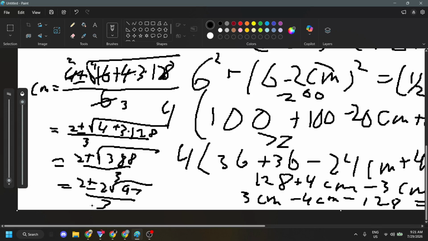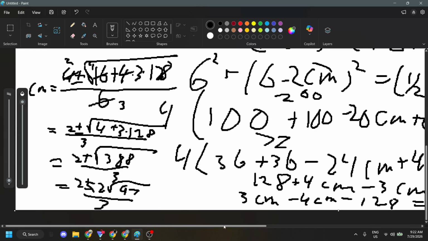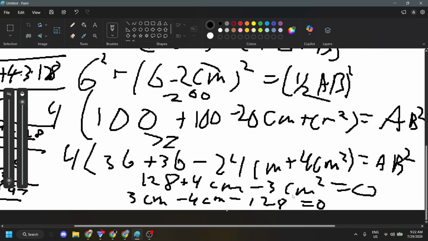97 is not divisible by 9, not 16, not 25, no. 36, no. 49, maybe? No. Okay. And also it's clearly plus because it's positive. I think I must have done something wrong.